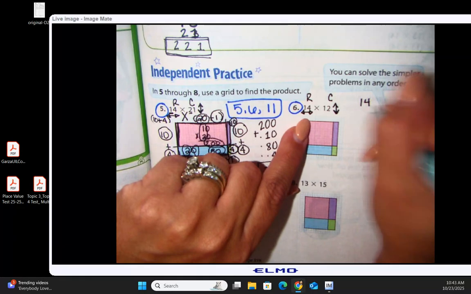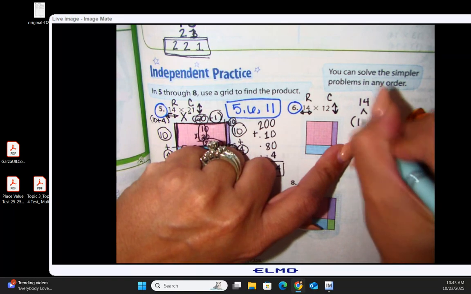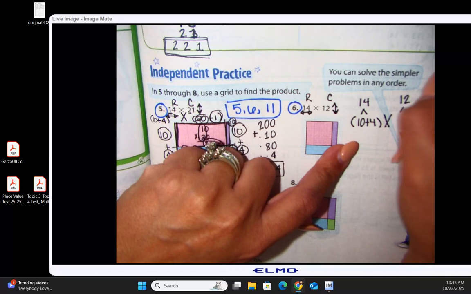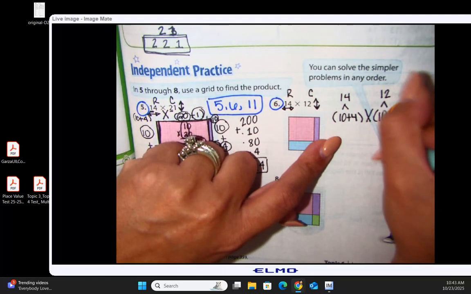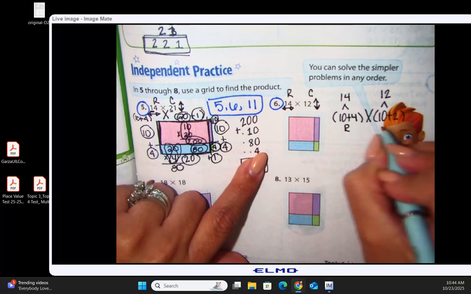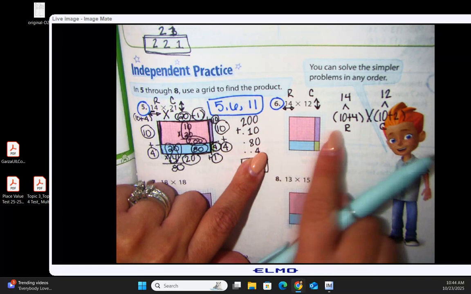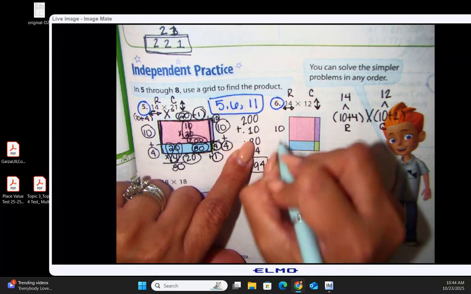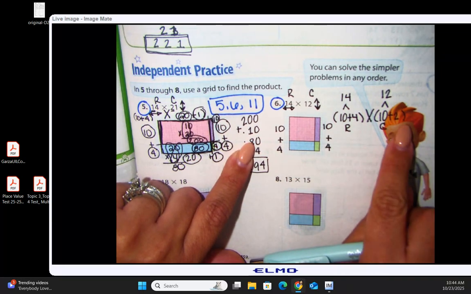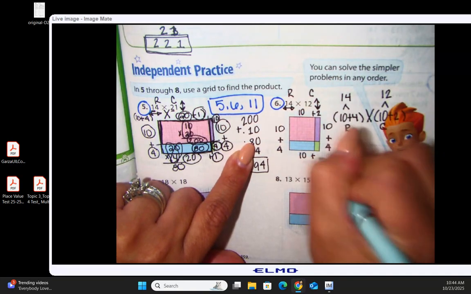So my 14, when I expand it, what does it become? 10 plus 4 times my 12, what does that become? 10 plus 2. Very good. So this is my rows, this is my columns. So my rows, I'm going to write them on the side of my figure. 10 plus 4, 10 plus 4. My columns go up and down. 10 plus 2, 10 plus 2.